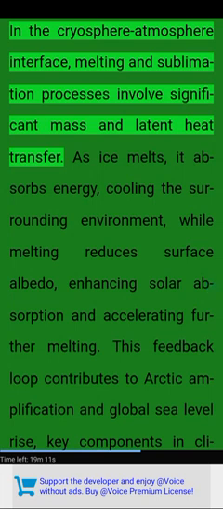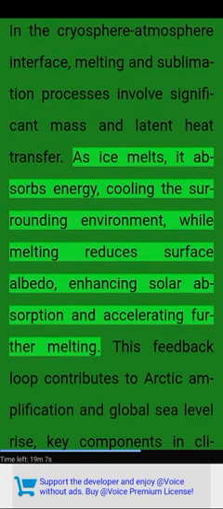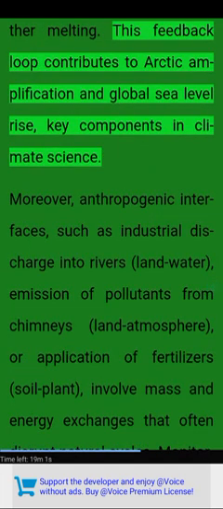In the cryosphere-atmosphere interface, melting and sublimation processes involve significant mass and latent heat transfer. As ice melts, it absorbs energy, cooling the surrounding environment, while melting reduces surface albedo, enhancing solar absorption and accelerating further melting. This feedback loop contributes to Arctic amplification and global sea level rise, key components in climate science.